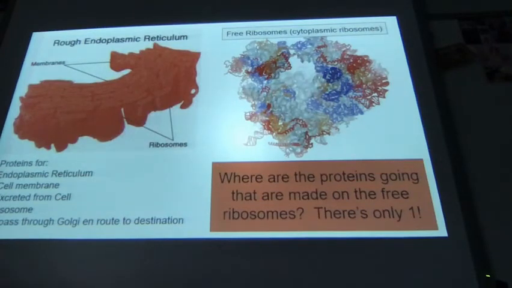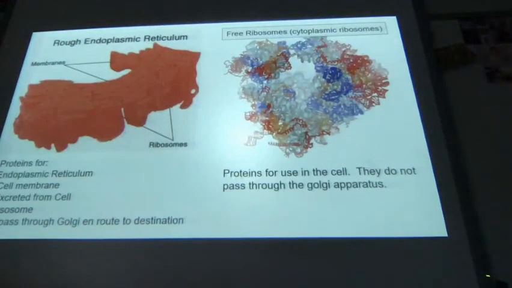And then what if they're made in the free ribosomes? The ones that are just floating in the cytoplasm. They're just used right there within the cell somewhere, okay? So they're just going to be used in the cell. They don't pass through the Golgi. They just go wherever they go on.